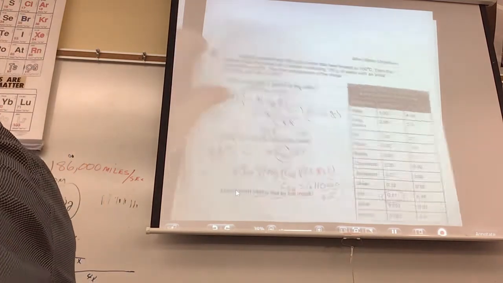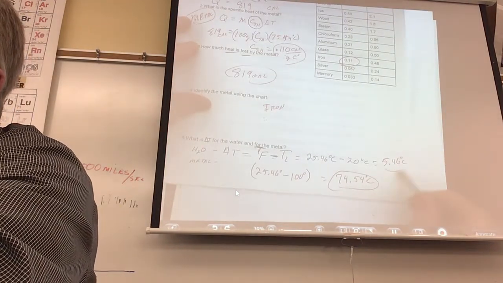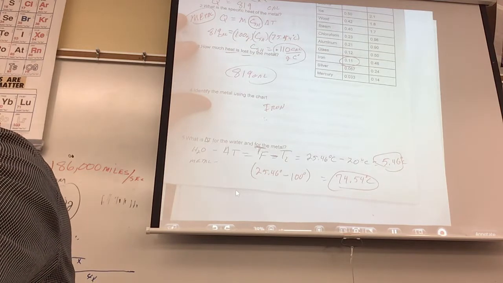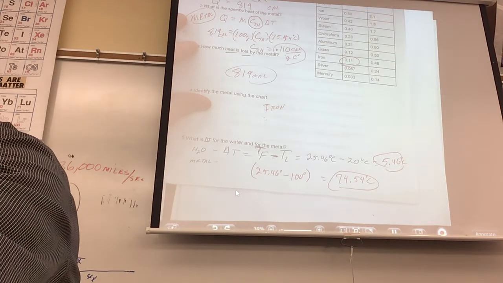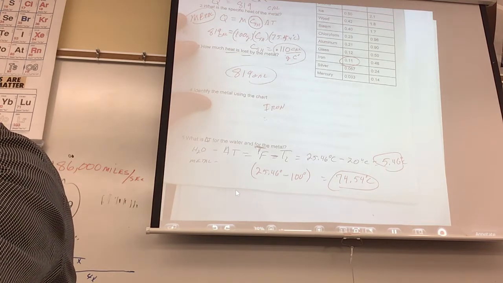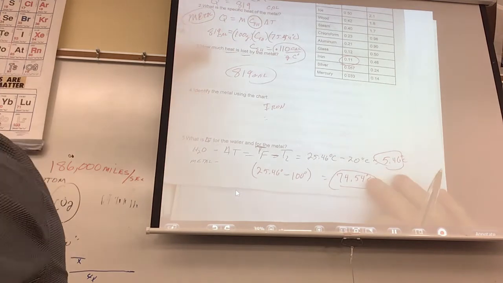And here's where you're going to get tricked tomorrow. I don't want you to get tricked. The change in temperature of both is the same? What do you think? That look the same to you? The change in temperature of the iron is the same as the change in the temperature of the water? No way. Not even close, is it? All right, well, I hope that makes sense to you.